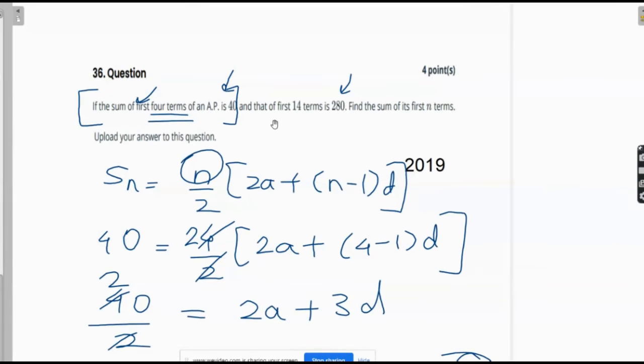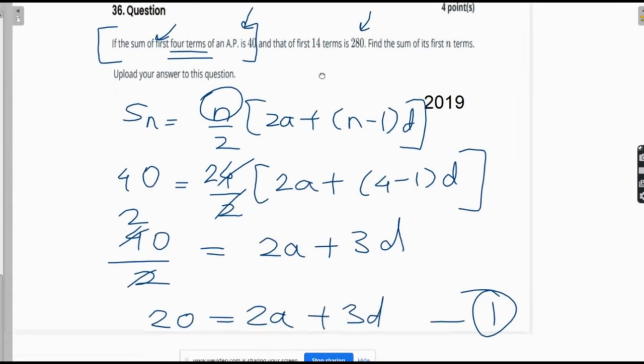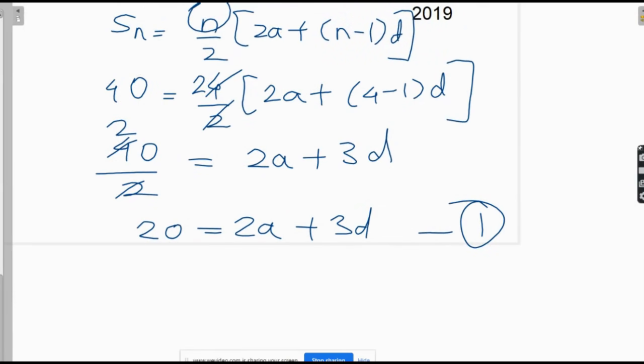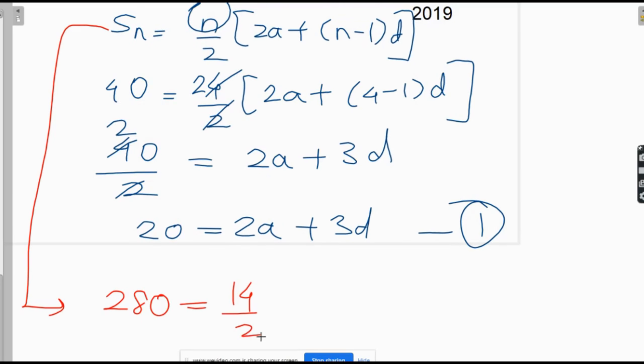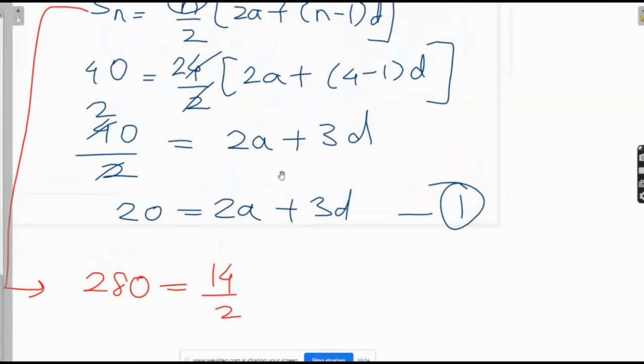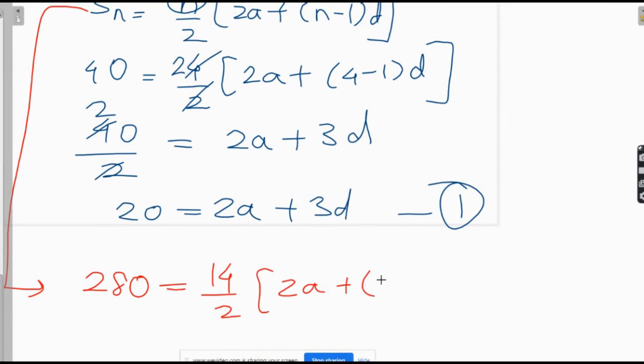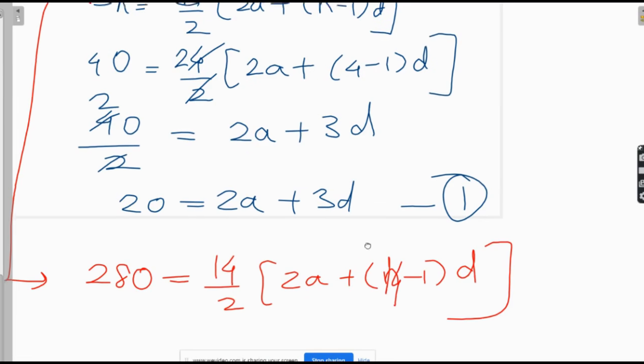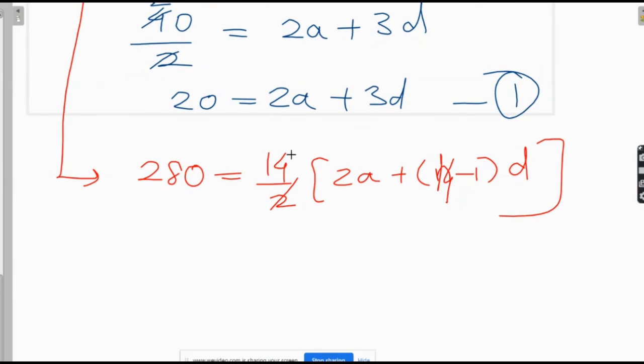Now the second part. 14 terms is 280. So again the same formula, 280, and this time your n is 14. Look at the question again. Sum of 14 terms is 280. Again I don't know a, I don't know d. What is n? n is 14. So 2 1s are 2, 7s are. Correct?